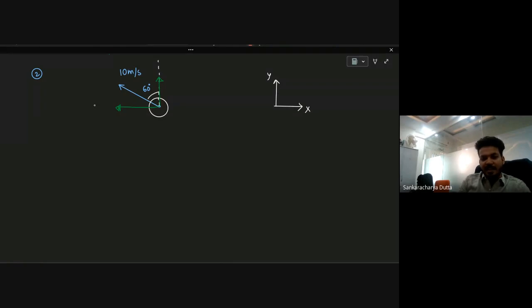Now let's take components. Towards the theta is going to be cos theta, so this is going to be 10 cos 60, and away from the theta is going to be 10 sin 60. So again, this is going to be 5, and this is going to be 5 root 3.